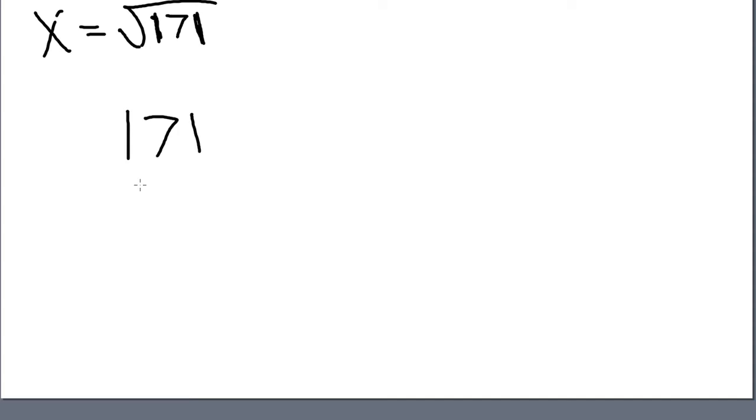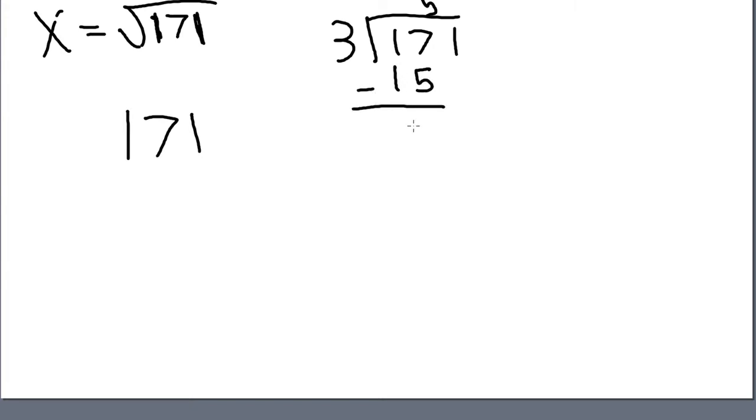Well, since 171 is an odd number, it can't be divisible by 2. So a good choice to start us out is let's try to divide 171 by 3. So we're going to do 171 divided by 3. Well, 3 doesn't go into 1, so you move over. How many times does 3 go into 17? Well, about 5 times. 3 times 5 is 15. Subtract. What do you get? 2. Bring down the 1.